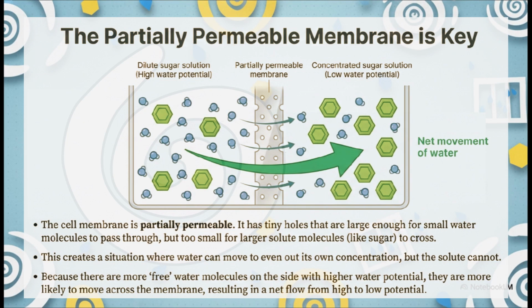So what's the secret sauce here? It's the cell membrane itself. It's what we call partially permeable, which is just a fancy way of saying it's a picky gatekeeper. See how it has these tiny little pores? They're big enough for small water molecules to slip right through, but they're way too small for bigger things like sugar molecules to get through. This basically creates a one-way street for water, causing it to rush over to the side with less free water.